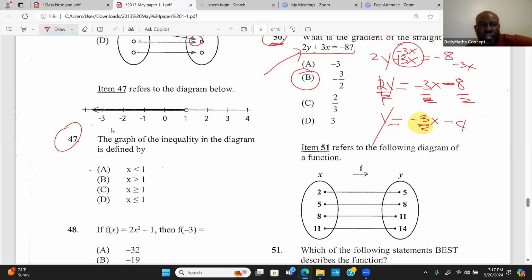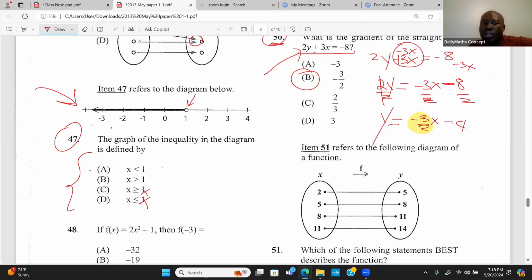So 47 here is for this question. It says that the graph of the inequality in the diagram is defined by what? So what they're asking you is which one of these inequalities is talking about this? As you can see, the open circle is at 1, open. That means this is not the answer and that's not the answer, because when the bar is underneath it, we normally would shade that spot right there, right? But remember, if it is not shaded, that means there's no bar, so it's either A or B.